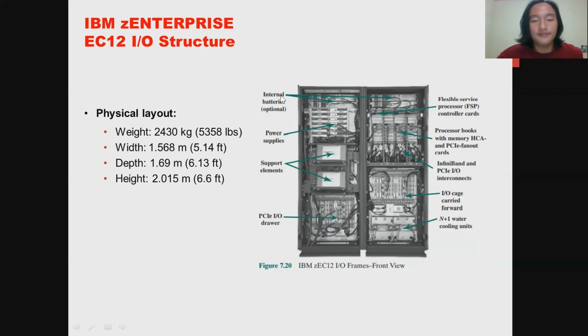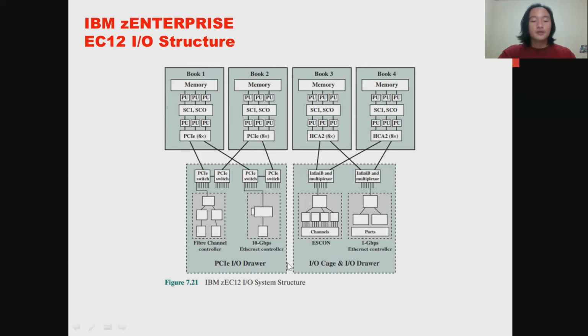As you can see here, it has the internal batteries, which are optional, at the top, and then the power supplies below it, and the support elements below the power supplies, and the PCIe input-output drawer. It has the flexible service processor (FSP) controller cards, the processor books with memory, HCA and PCIe fan-out cards, the InfiniBand and the PCIe interconnects, the input-output cage carried forward, and N+1 water cooling units. This is the front view, and this is the structure in the drawing.